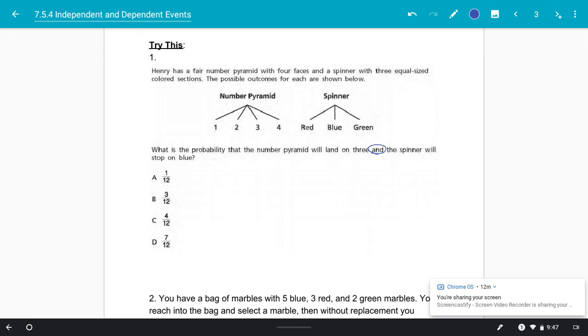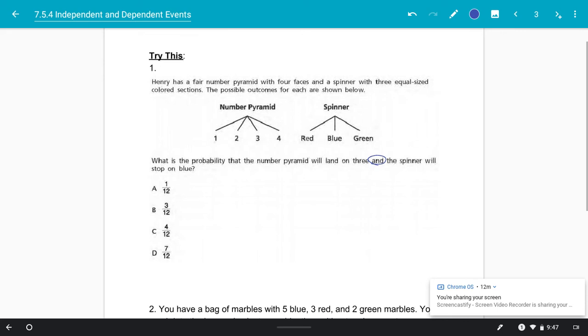So I ask myself, does what I get on the number pyramid affect what I get on the spinner? So think about it. If I were to roll a 4-sided number pyramid and then flick the spinner, are they gonna have anything to do with each other? So are they independent or dependent? These 2 events would be considered independent because what I get on the number pyramid does not change what I'm gonna get on the spinner, right? They're 2 totally separate items.